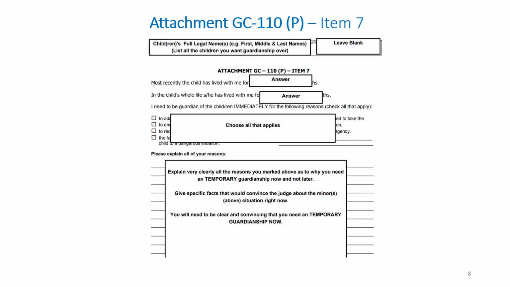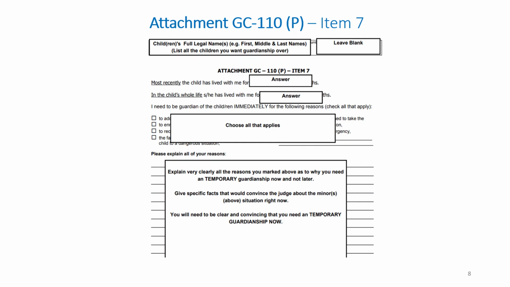On this attachment to Form GC-110P Item 7, you will explain why the child or children need a temporary guardian. As a reminder, the process for getting a general guardianship takes about 10 weeks, but getting a temporary guardianship takes only about 3 weeks. Use this form to explain why the child needs a temporary guardian and why they cannot wait for the general guardianship to be granted in about 10 weeks.